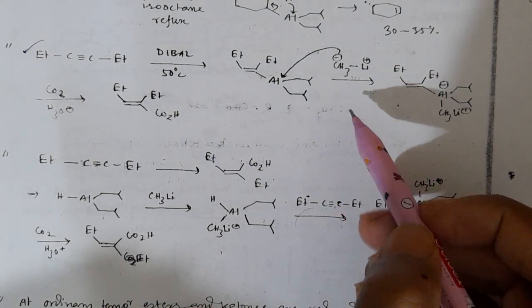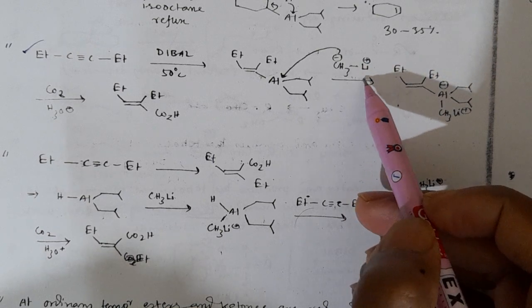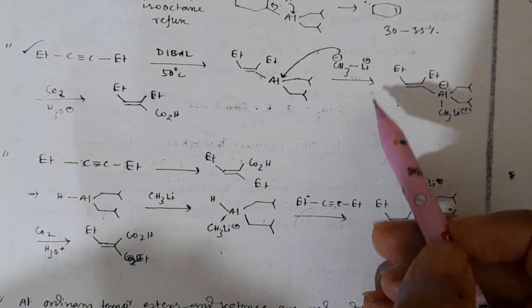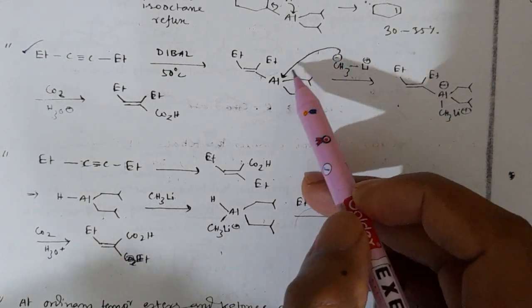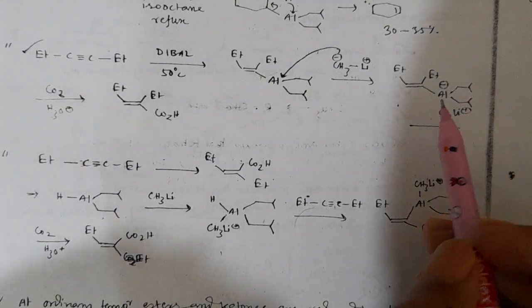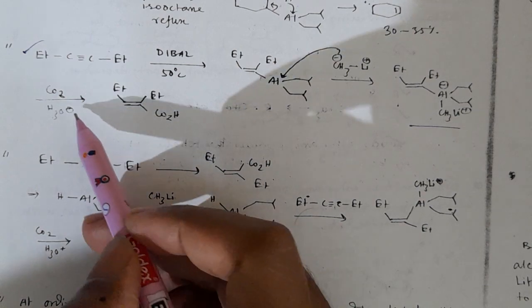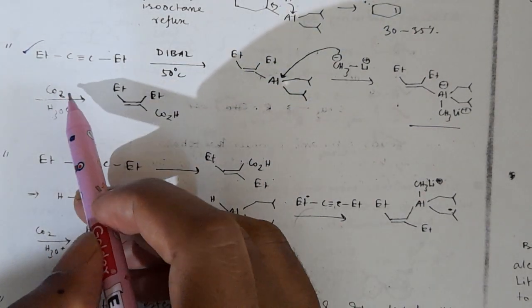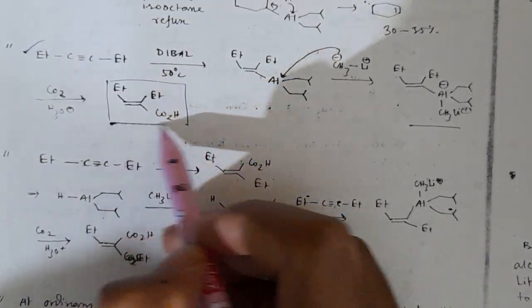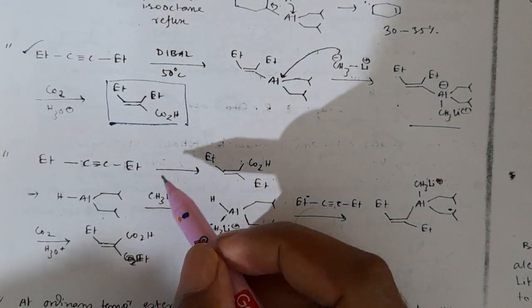Now further, if you do the reaction with methyl lithium, which is one of the most important organometallic compounds, that methyl group will attack here, and as a result it forms this compound. Now if you do the acidic workup with carbon dioxide, it gives this kind of product. So this is one of the main important applications of DIBAL compound.